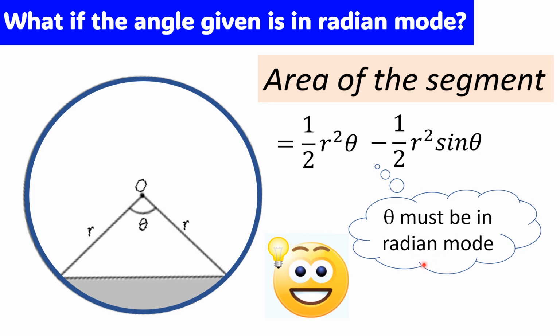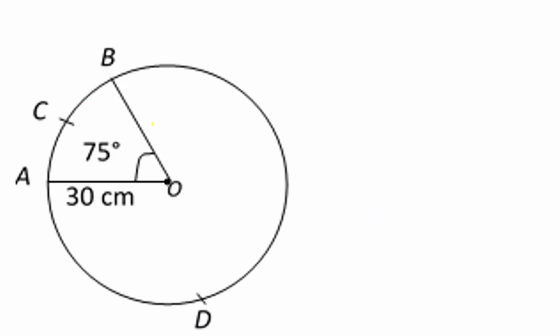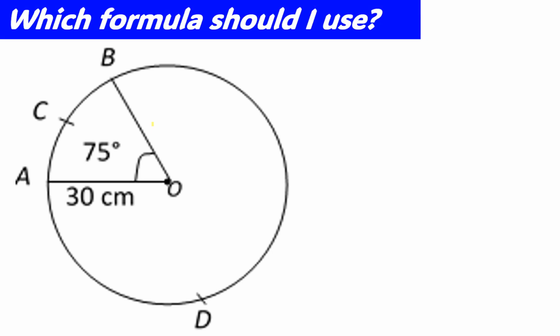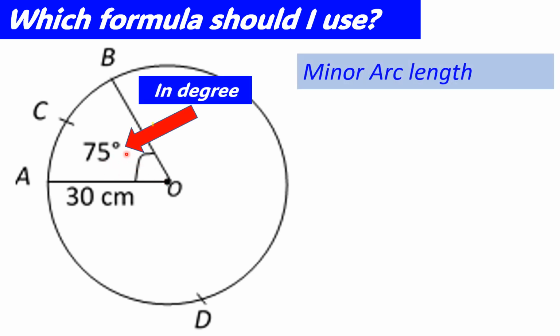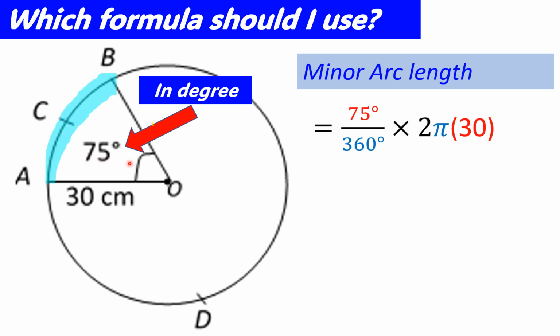Now with this, let's do some simple applications to see how we can apply the formula. So take a look at this diagram. One consideration that we will need to bear in mind is to ask ourselves which formula should I use. In this case, the angle that is given is in degree mode. So if I want to find the minor arc length, which is here, I will simply take 75 degrees over 360 times 2 pi r.